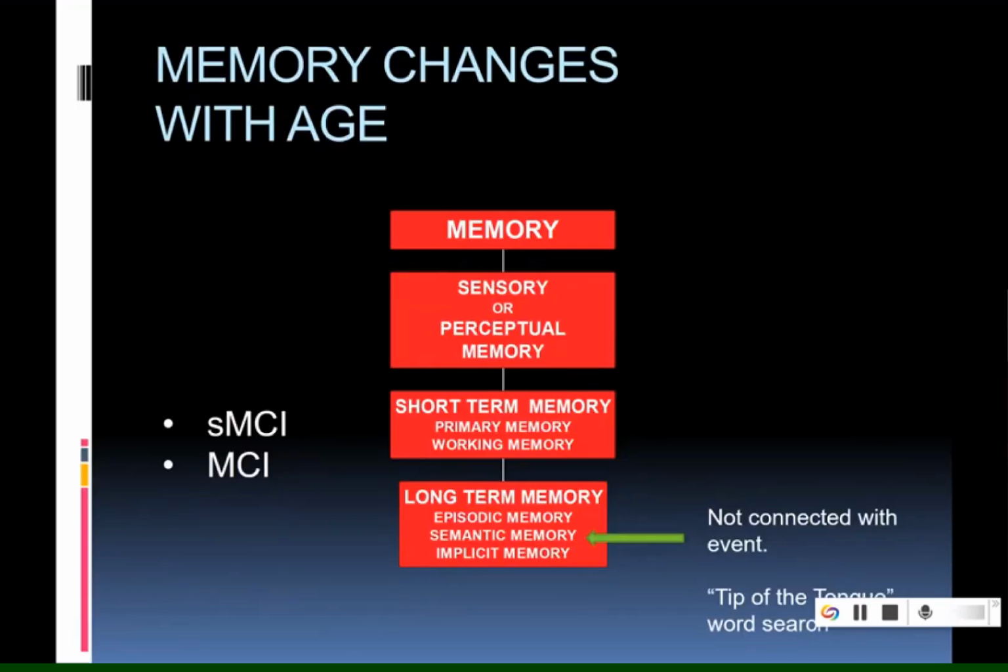There are some subtle changes with memory and aging. These are typically called tip of the tongue word searches. People try and think of a particular word and just can't recall it. This can be seen with aging, but for the most part, the acquisition of memory is a little bit slower with aging, but it is not defective.